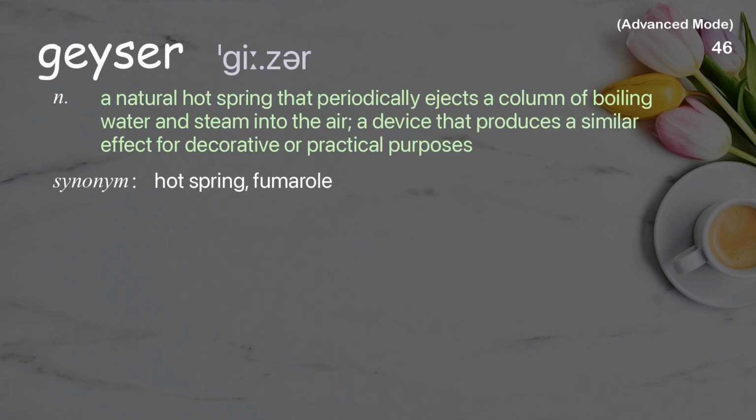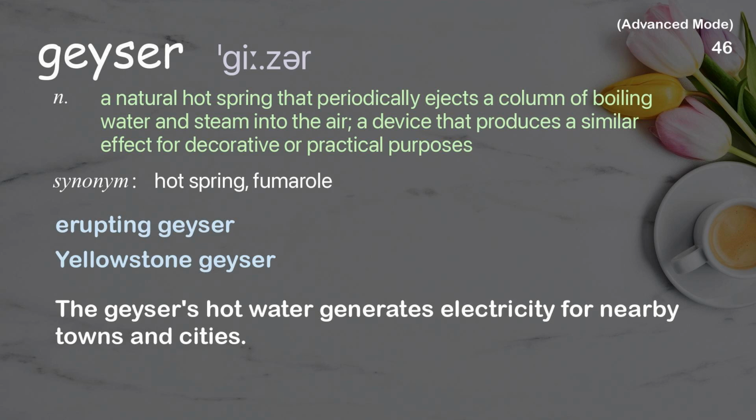Geyser. A natural hot spring that periodically ejects a column of boiling water and steam into the air, a device that produces a similar effect for decorative or practical purposes. Examples: Erupting geyser. Yellowstone geyser. The geyser's hot water generates electricity for nearby towns and cities.